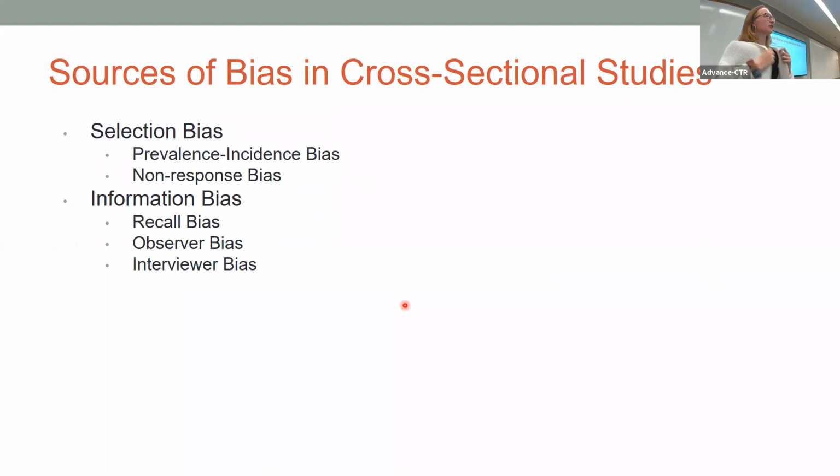Again, non-response bias. If your cross-sectional study design includes a survey to get your information, some subjects just might not respond, and you have less data. The different types of information bias that can be seen here. There's recall bias. So a subject might forget or inaccurately relay their information, and so you don't have the actual truth. Observer bias is an interviewer seeing what they want to see rather than what actually happened. And again, interviewer bias is an interviewer maybe asking leading questions in a way that causes subjects to feel like they're supposed to answer a different way than they actually would.